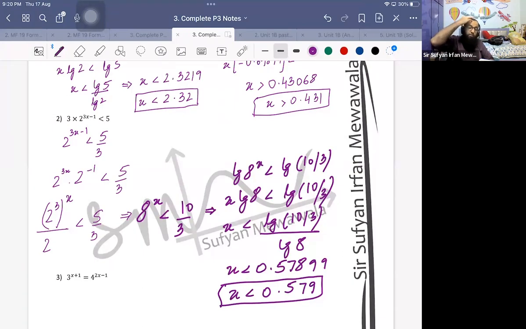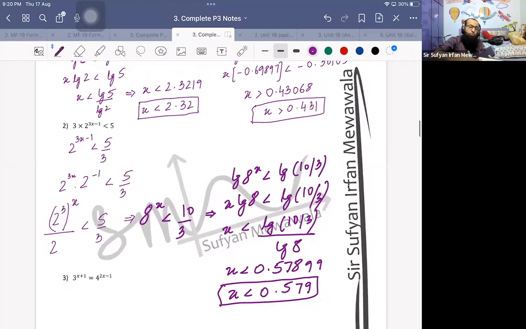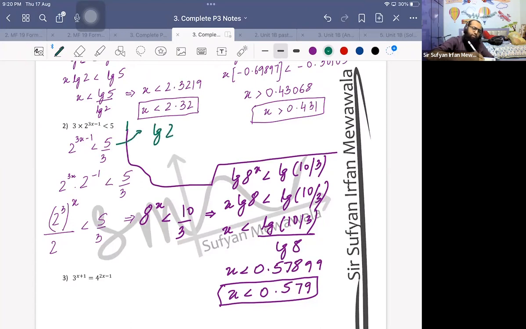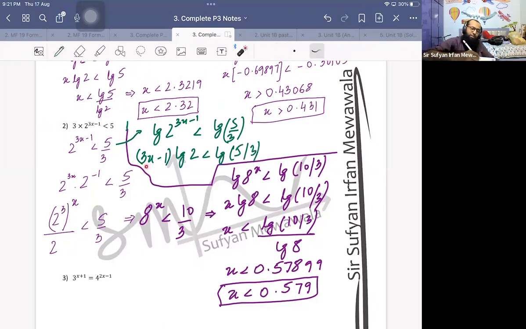It's 0.579. Right? So, although another method was also possible. Someone could have taken log directly from here. So lg 2 power 3x minus 1 is less than lg 5 over 3. Then 3x minus 1 will come down using the power law: 3x minus 1 into lg 2 is less than lg 5 over 3. Then you will multiply 3x by lg 2 and you will multiply minus 1 by lg 2 as well.